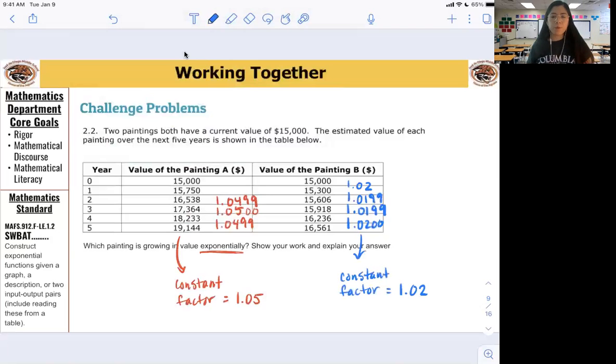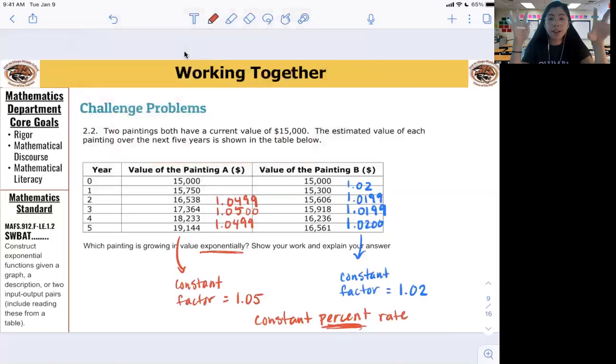1.02. Which one is growing more quickly? Painting A is growing more quickly, and it's growing by a constant percent rate. Just keep that in mind. Look for that keyword percent because it's exponential. Questions on this one? Okay, I kind of sped through that one, but remember, on a test, you have time, go all the way to the top. Check each and every one. All right, next one.